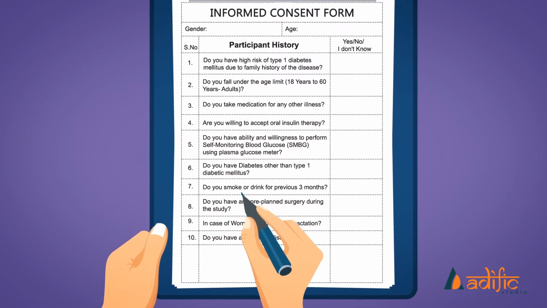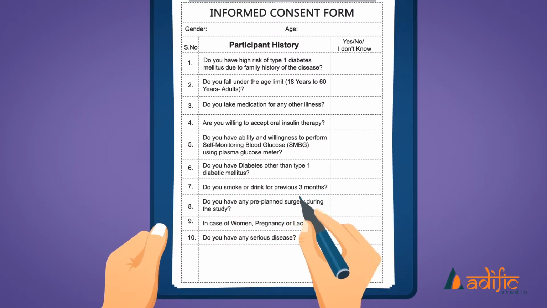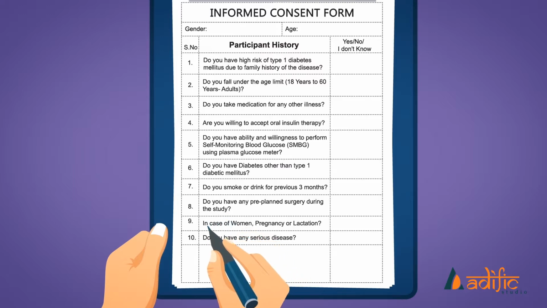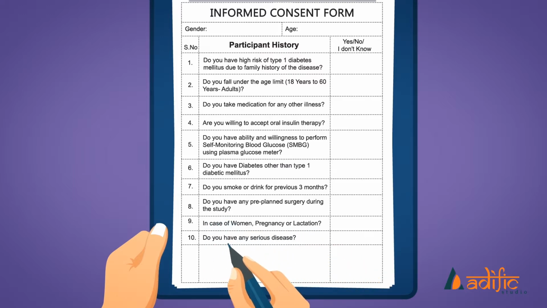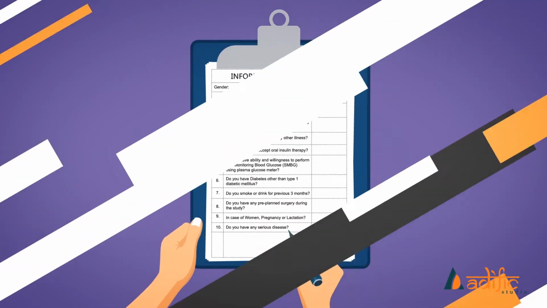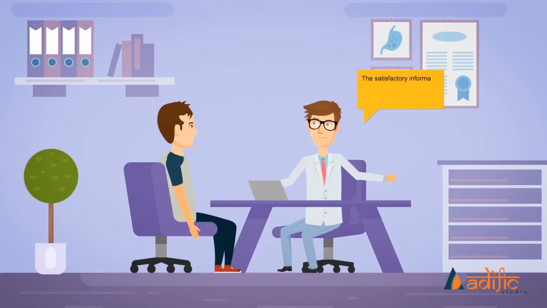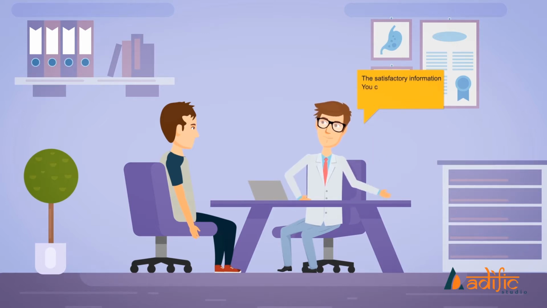Do you smoke or drink for previous 3 months? Do you have any pre-planned surgery during the study? In case of women, pregnancy or lactation. Do you have any serious disease? You have the satisfactory information about the study in which you are willing to participate. You can fill the consent form.